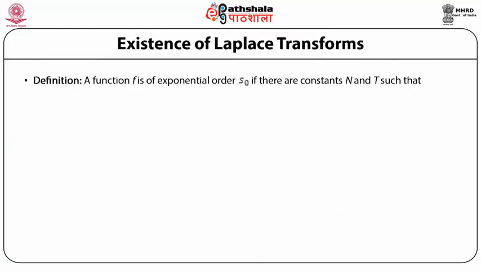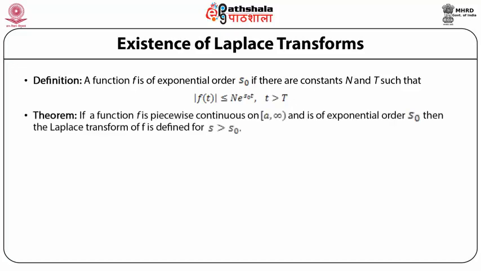A function small f is said to be of exponential order s0 if there are constants capital N and capital T such that modulus of small f of t is less than or equal to capital N e raised to power s0 t, where small t is greater than capital T. The theorem about existence of Laplace transform states that if the function small f is piecewise continuous on interval a to infinity, then the Laplace transform of small f is defined for s greater than s0. Note that this condition is sufficient but not necessary.